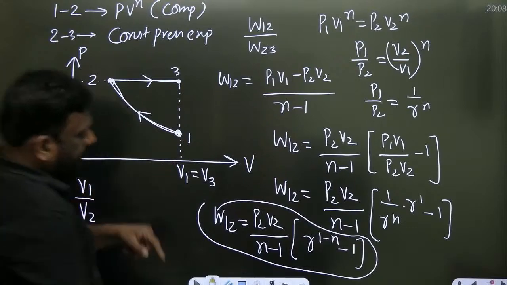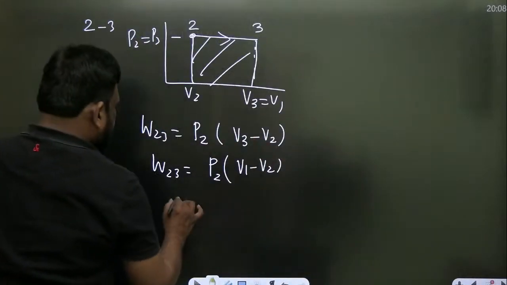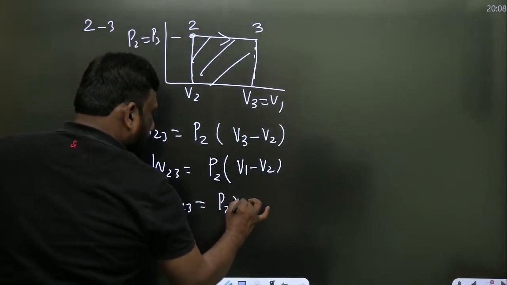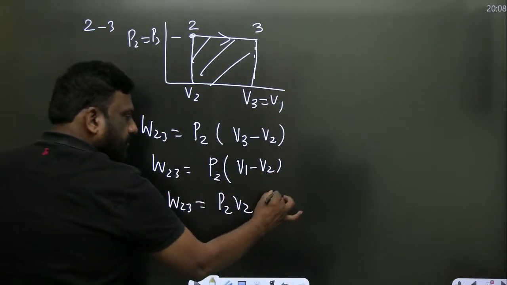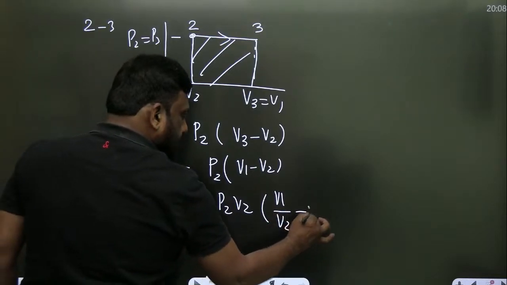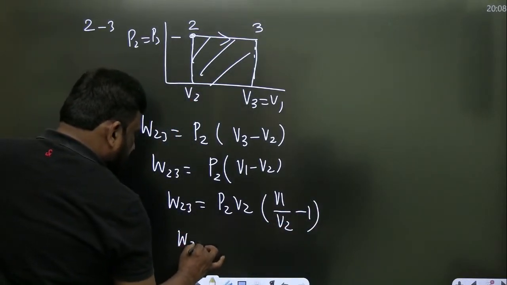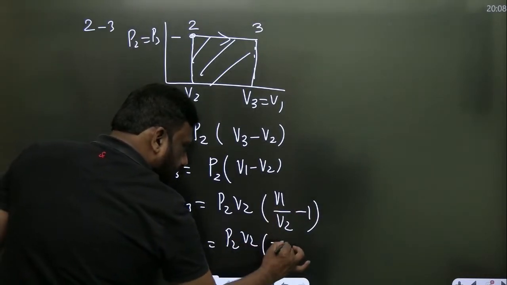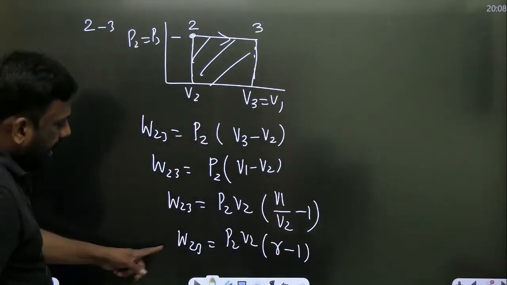But V3 is V1. So therefore, I will write work in 2 to 3 as P2, take V2 out. So it will be V1 by V2 minus 1. So therefore, work in 2 to 3 is equal to P2 V2. What is V1 by V2? Compression ratio R, minus 1. Okay. I got work in 2 3.